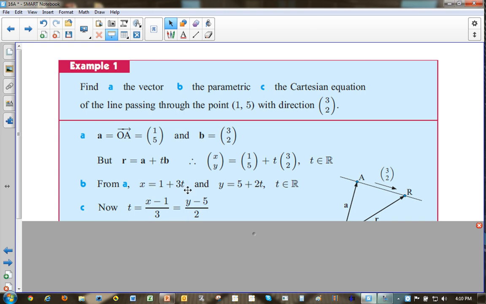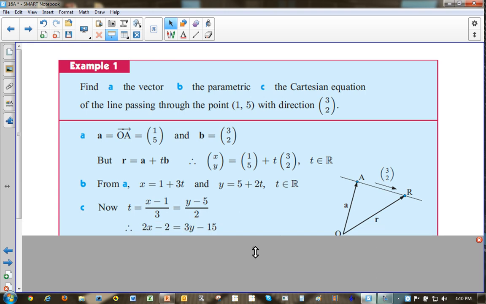You take this equation for x and you would solve it for T, meaning you would subtract 1 and divide by 3. So that's what T is equal to in this equation. And if I'm solving for T in the second equation, I'm going to subtract 5 and divide by 2, so that T is equal to (y minus 5) over 2. And since T is equal to the same thing in both equations, then (x minus 1) over 3 is the same thing as (y minus 5) over 2.